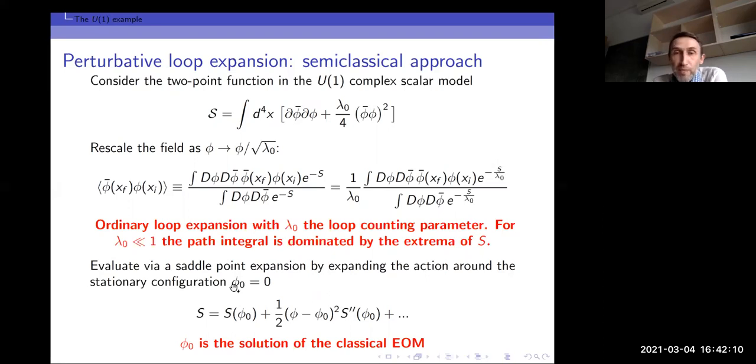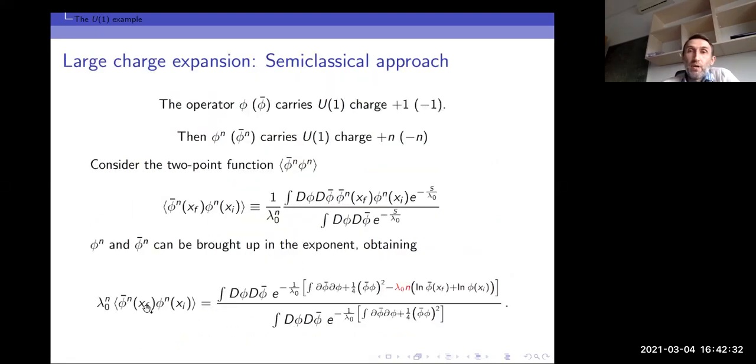In this case, we're expanding around free field theory. So our vacuum is free, phi 0 equal to 0. But later we will see this stationary configuration can be different from 0. And this is the expansion of our action, the usual representation. Phi 0 is the solution of the classical equation of motion. Okay, I hope everyone is with me.